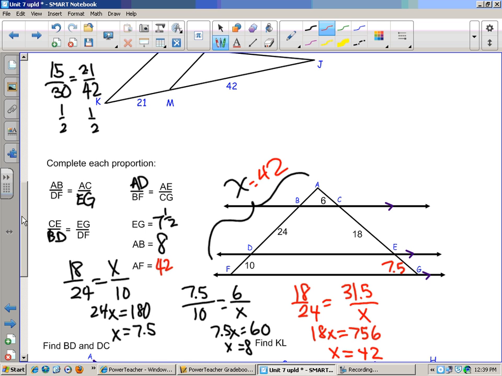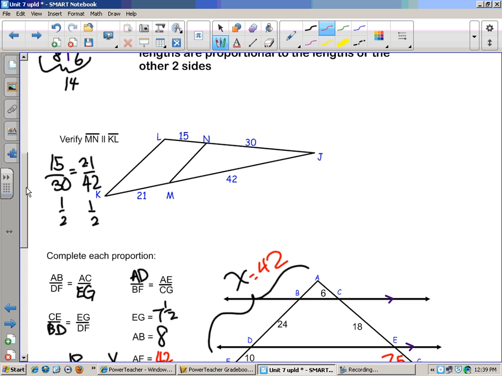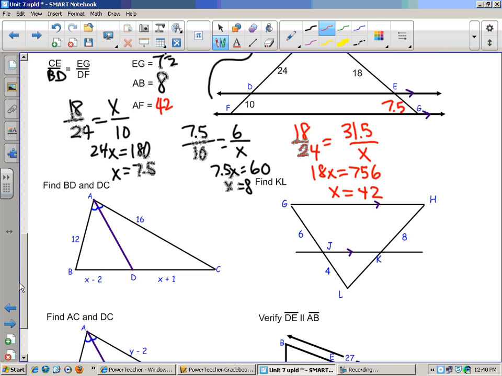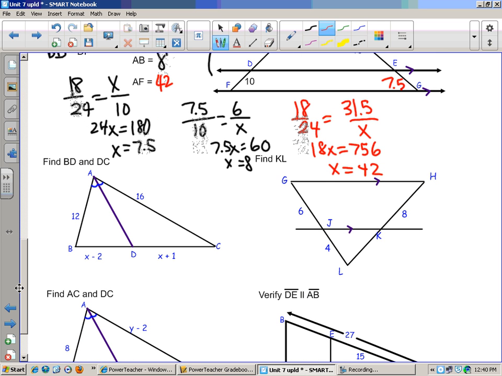Because the theorem says that this line cuts this in the same proportion as it would cut this. So to prove that they're parallel, I have to prove that the ratio of these two pieces is the same as the ratio of these two pieces. So 15 and 30, 21 and 42. Okay? All right? And last but not least, the side-splitting theorem.